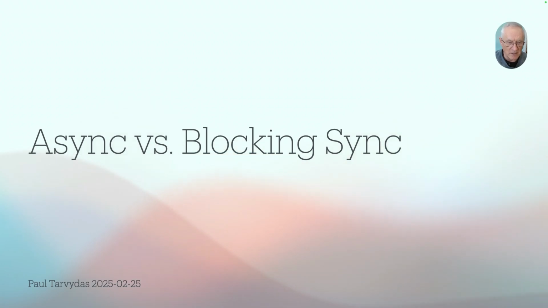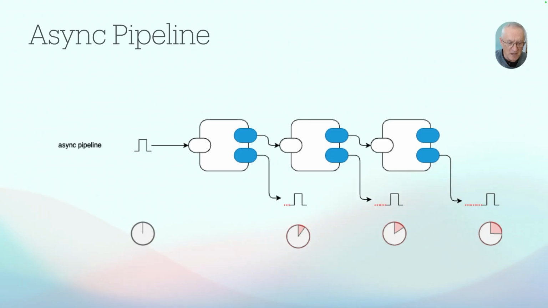Asynchronous versus blocking sync. This is an example of an asynchronous pipeline with 3 stages. Each stage takes a little bit of time to produce a result. This is called propagation delay.